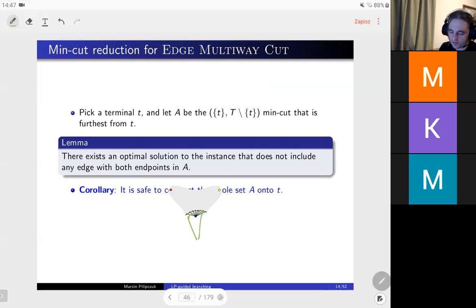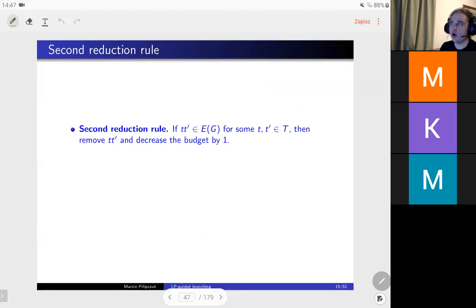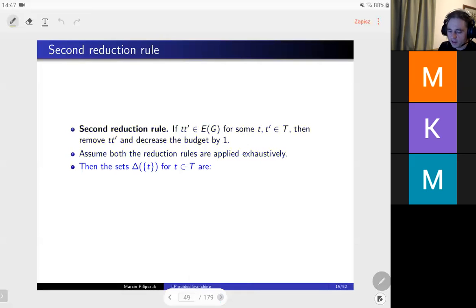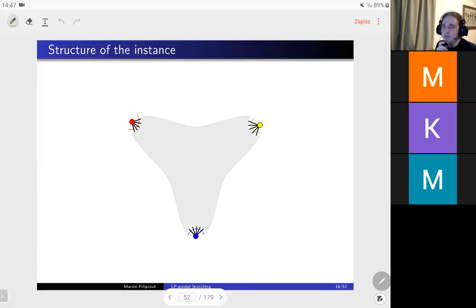So what you end up with is this picture, and you can have a second, obvious reduction: if there's an edge connecting two terminals, you just delete this edge, because it needs to be in the solution. An edge connecting two terminals needs to be in the solution. So this is the second reduction rule. If we apply these rules exhaustively, we end up with this picture, where for every terminal, its minimum cut from the rest of the terminals is its incident edges, and there are no edges going between terminals. These edges incident with the terminals are disjoint, and these are the unique minimum cuts between the terminal and the remaining terminals.